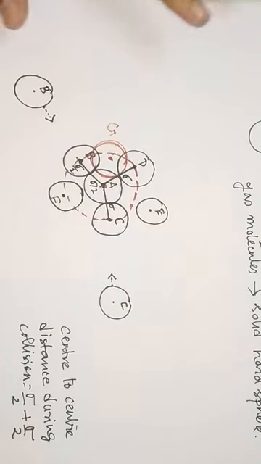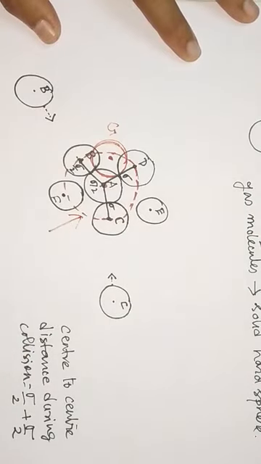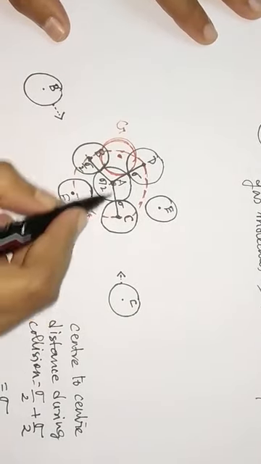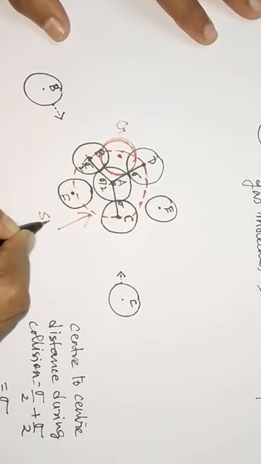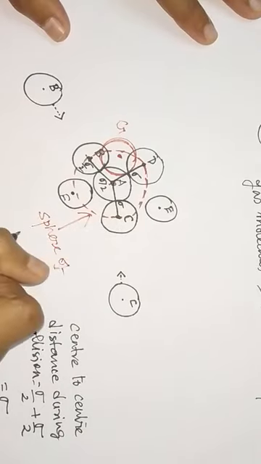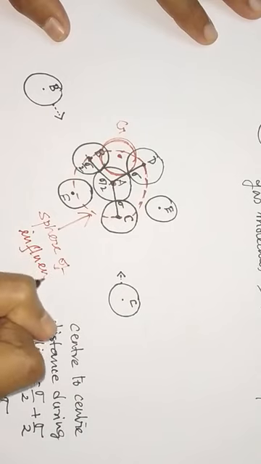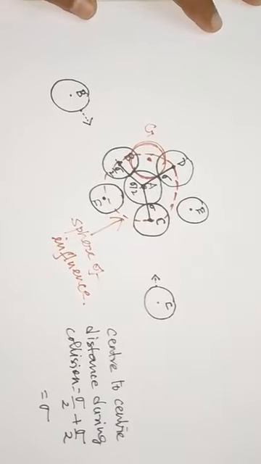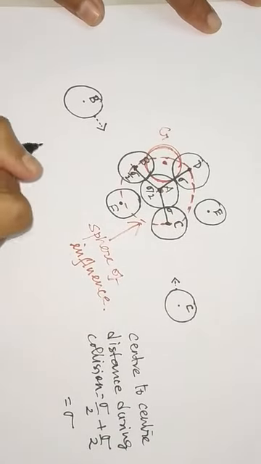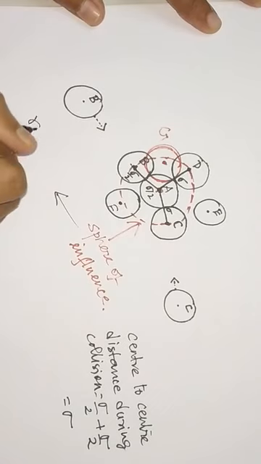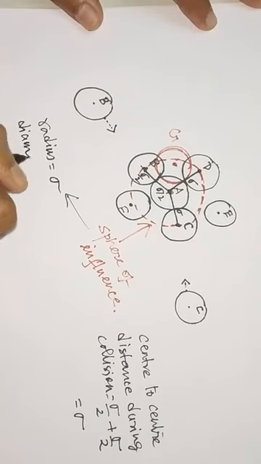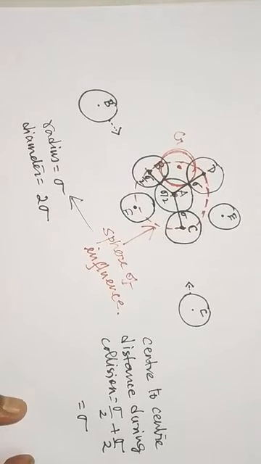So this sphere that we have imagined to be surrounding molecule A, which has the same center as molecule A with a radius of sigma, is called the sphere of influence. This sphere of influence has radius equal to sigma, so the diameter is 2 sigma.